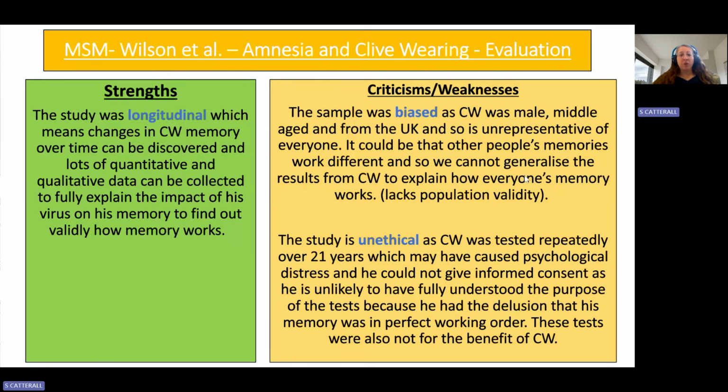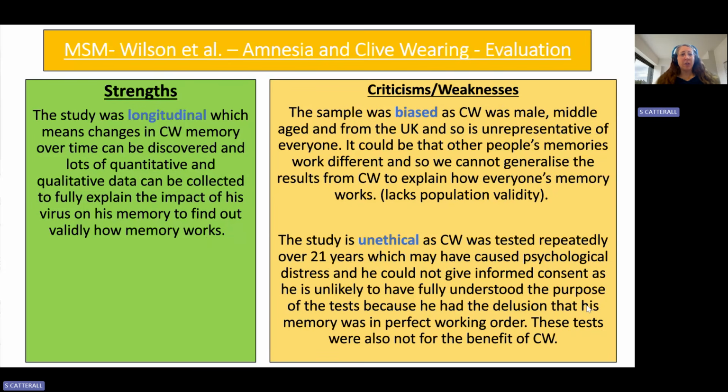However, we have only got Clive, and so maybe he's not representative of how everybody's memories work. And as well, his memory's damaged, so maybe if his memory wasn't damaged, it would work differently. So we don't know that. So we've got a lack of population validity, not representative of everybody. There are cultural biases in the UK, so there are lots of issues with the sample.